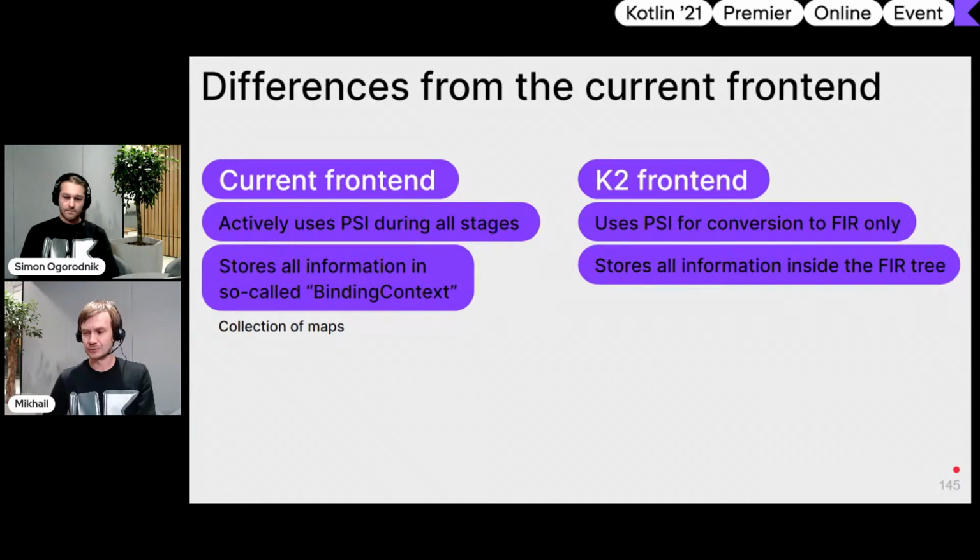And I would like to say a few words about front-end differences and performance differences. About the current front-end. The first major difference is the active use of PSI during all stages inside the current frontend. In contrast, the K2 frontend uses PSI only for conversion to frontend IR. Also, the next difference is that the current frontend stores all information in a gigantic structure, the so-called binding context, which is a huge collection of maps. The K2 frontend, in contrast, stores all information inside the frontend IR tree itself.